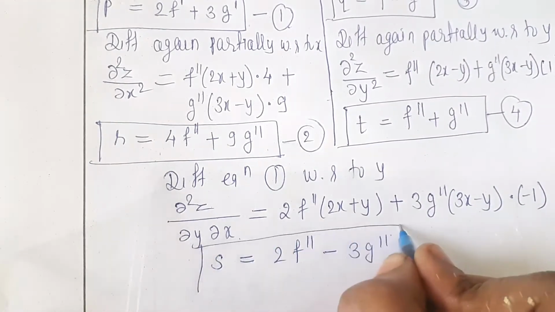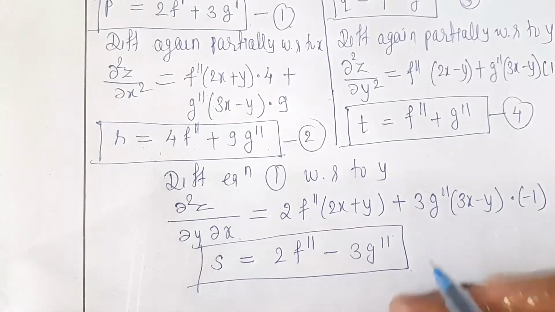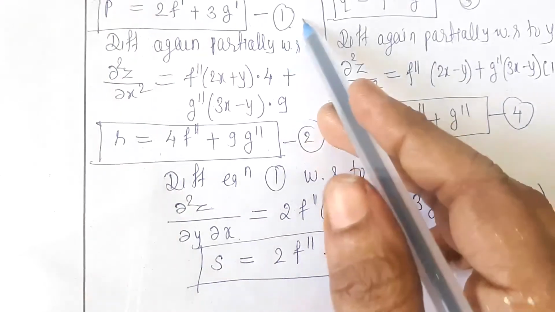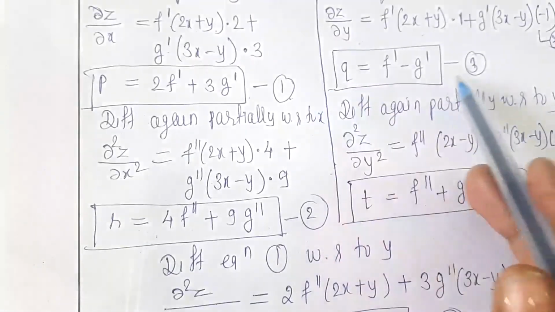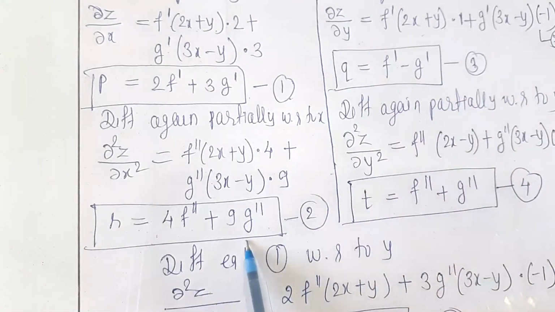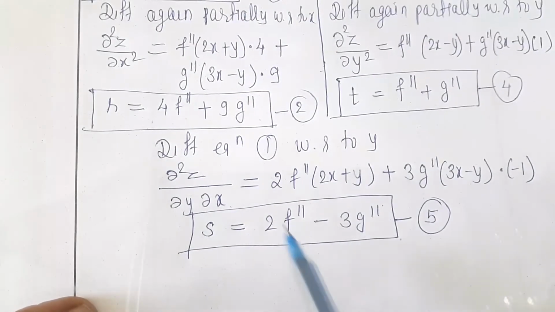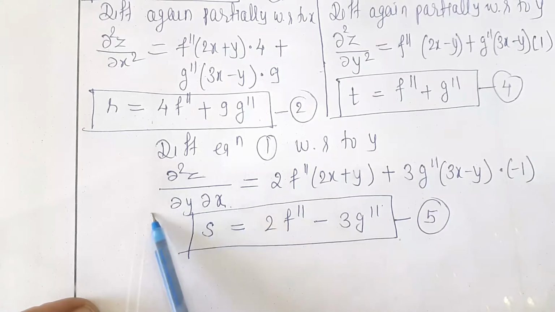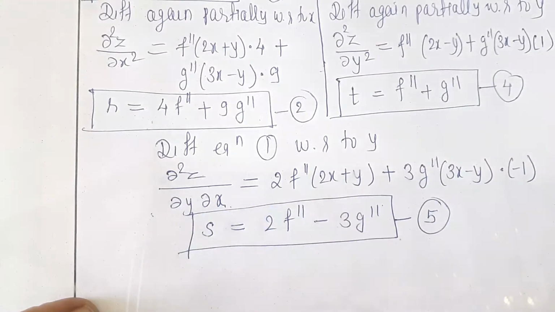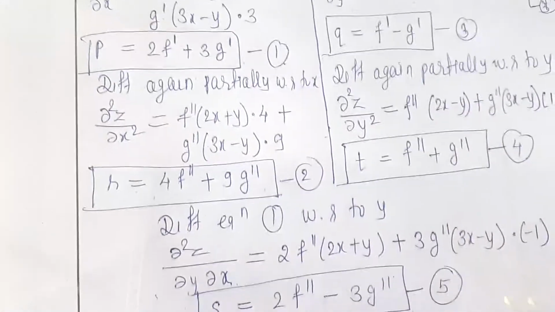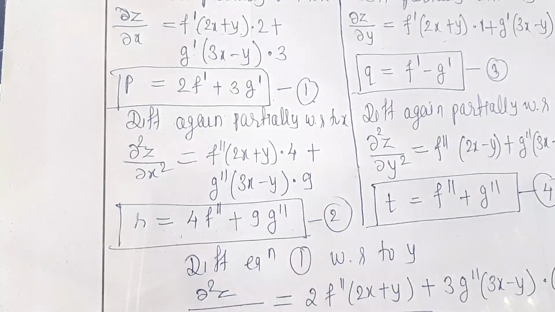So what I have done here, I have found all the possibilities of differentiation. First, differentiating with respect to x, differentiating with respect to y, double derivative with respect to x, double derivative with respect to y, and derivative of x with respect to y or y with respect to x. So we get all the terms p, q, r, t and s. Now we want to find some relationship between these.